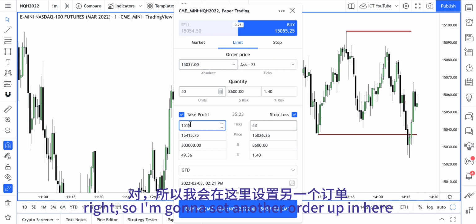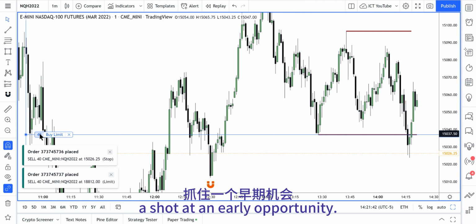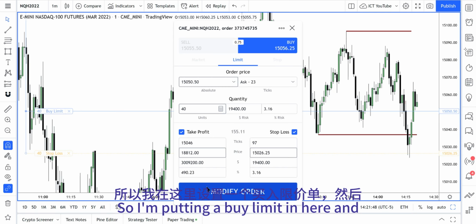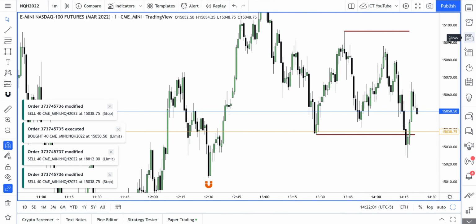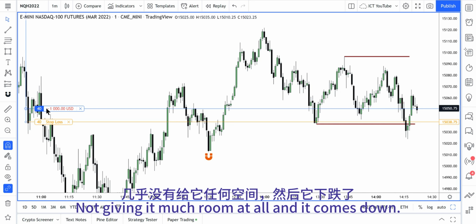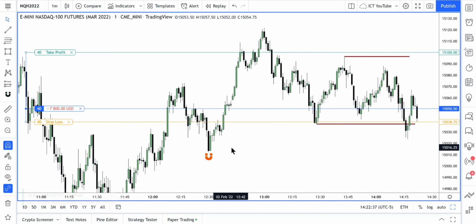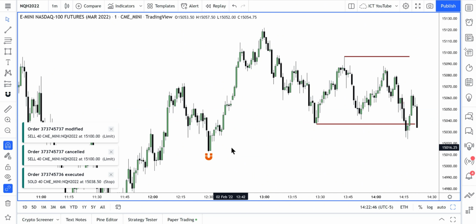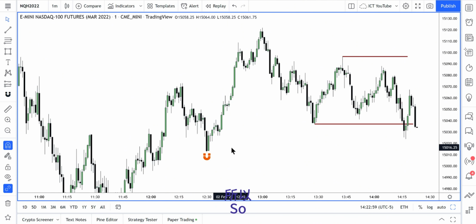All right, so I'm going to set another order up in here, taking a shot at an early opportunity. So I'm putting a buy limit in here, and my stop is a little too ambitious. It's not giving it much room at all, and it comes down. It'll come down and take me out right away. Boom, right there. So that's a stop out. That was a losing transaction.